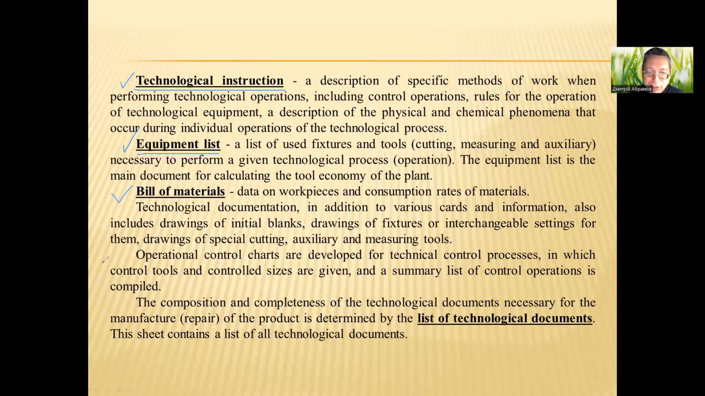The composition and completeness of the technological documents necessary for the manufacture or repair of the product is determined by the list of technological documents. This sheet contains a list of all technological documents. Please write down to your notes 3 cards: technological instruction, equipment list, and bill of materials.